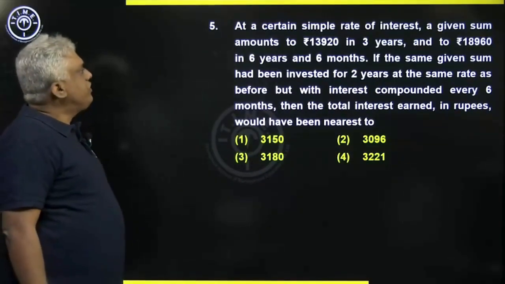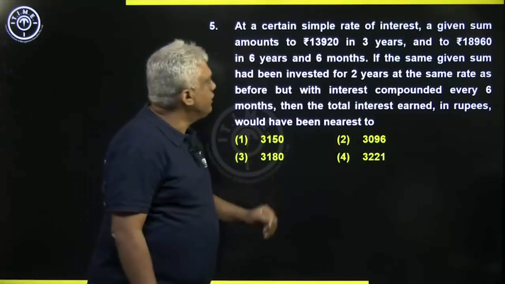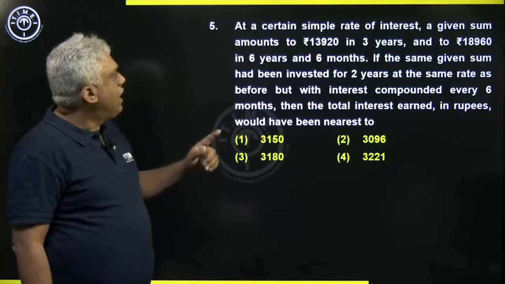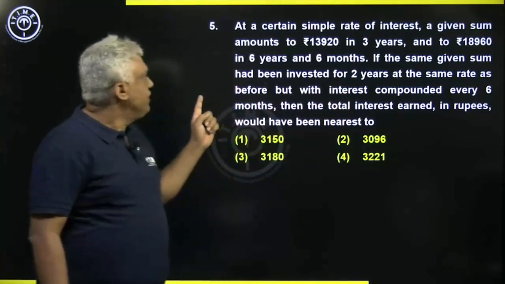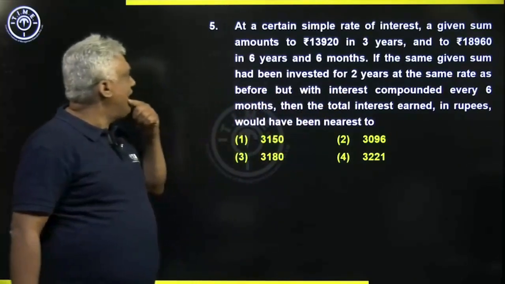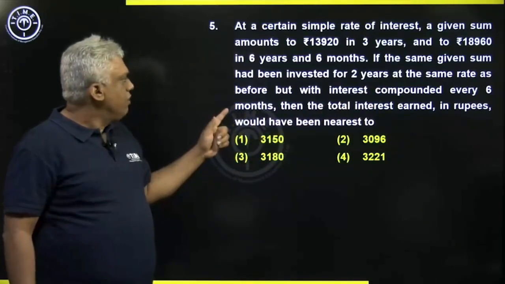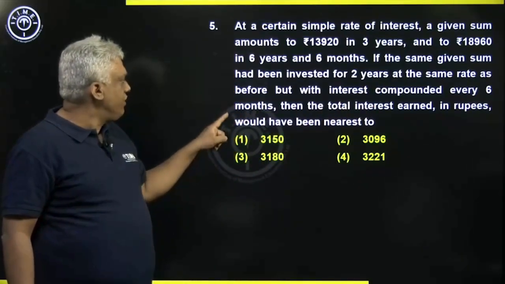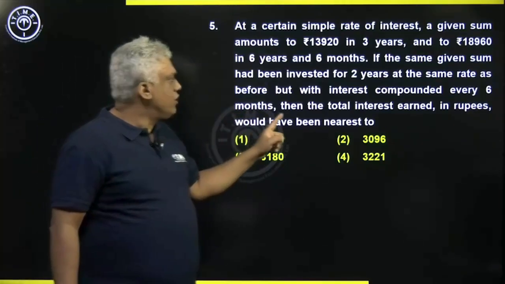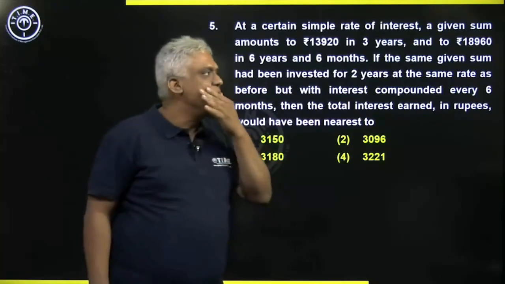At a constant simple rate of interest, a given sum amounts to 13,920 in 3 years and 18,960 in 6 years and 6 months. If the given sum had been invested for 2 years at the same rate as before, but with the interest compounded every 6 months, then the total interest earned in rupees would have been nearest to. Now let's see here.